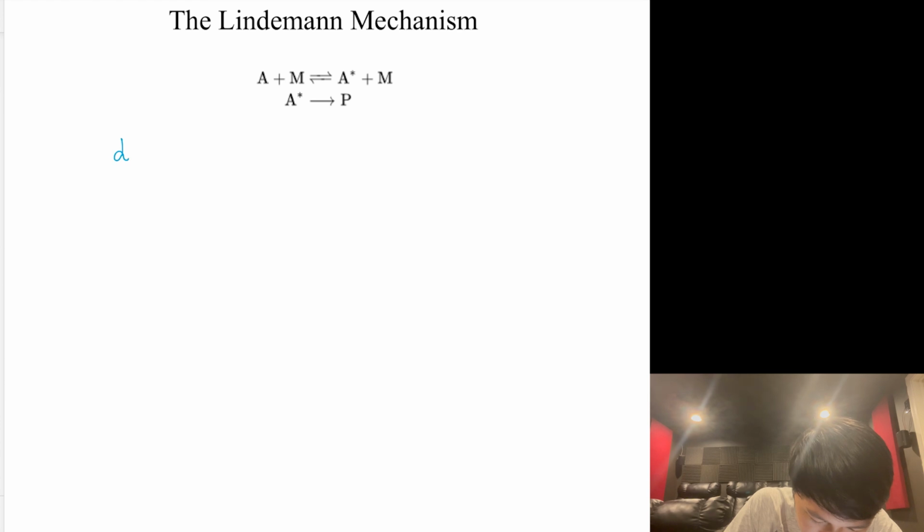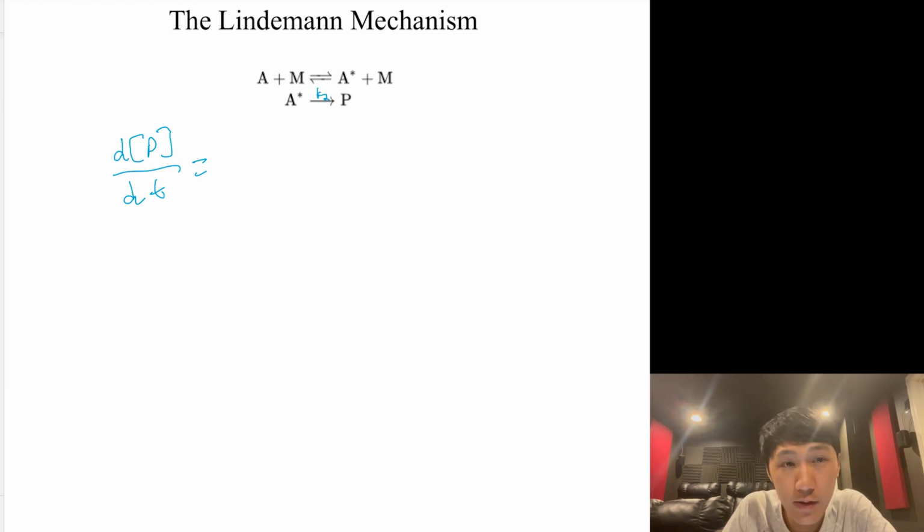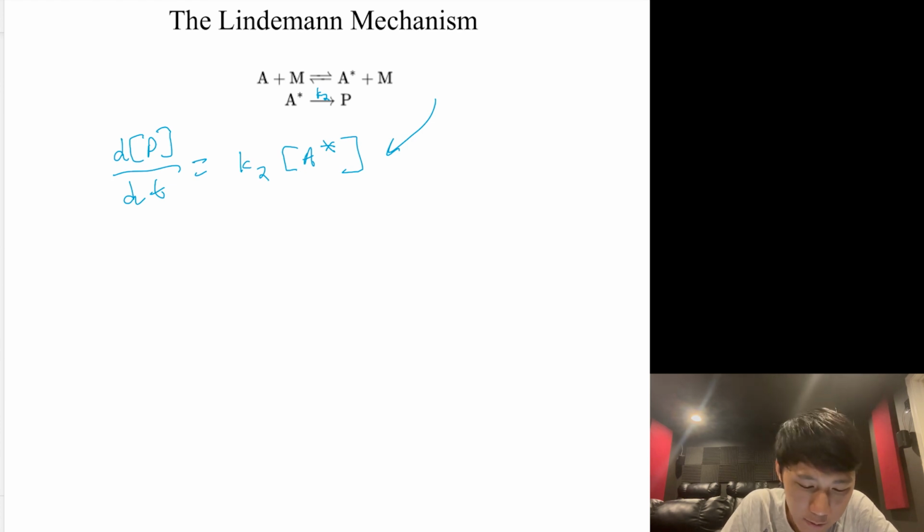First, we know the rate of reaction is the rate of formation of the product. And we know, let's call this k2, that this is going to be equal to k2 times the concentration of A star. However, we know that we can't have intermediates in our final rate law, so we're going to need to find an expression for this intermediate.